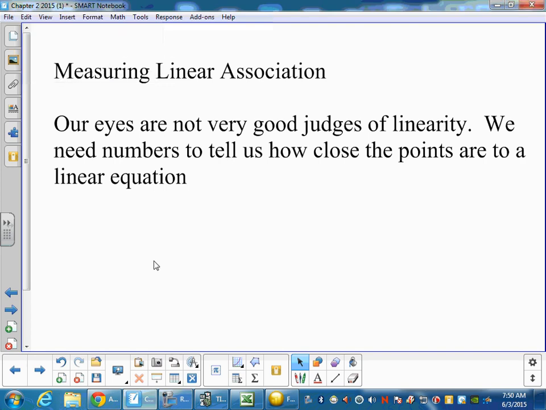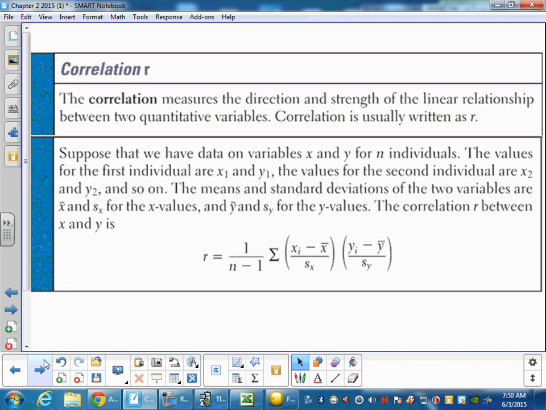Now, when we're measuring the linear association, our eyes aren't very good judges of linearity. That's why we need lines and we need other numbers to do it. And the number that we typically use is our correlation coefficient. That's our R value. Now, our R value we're going to use extensively in this class. The tough part is trying to figure it out because this is the equation.